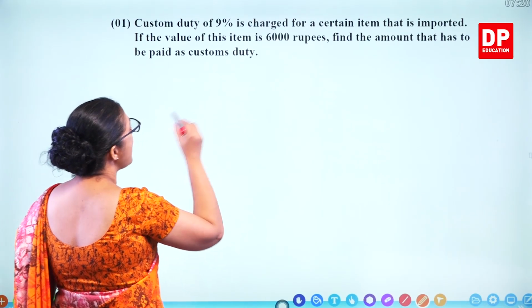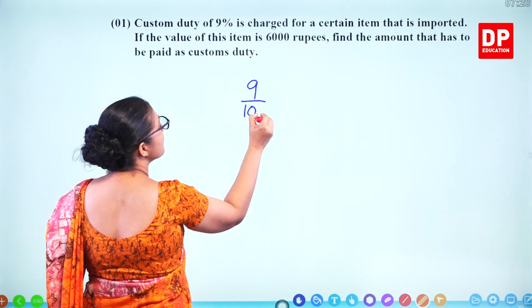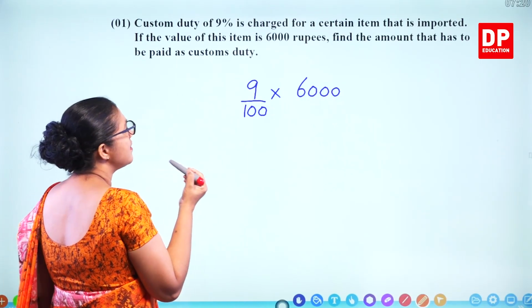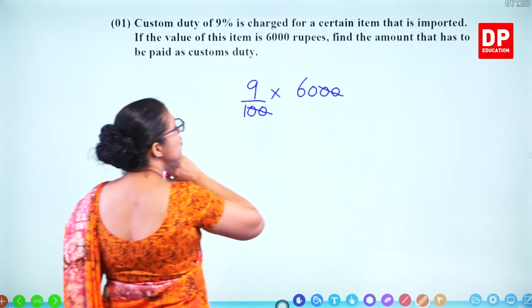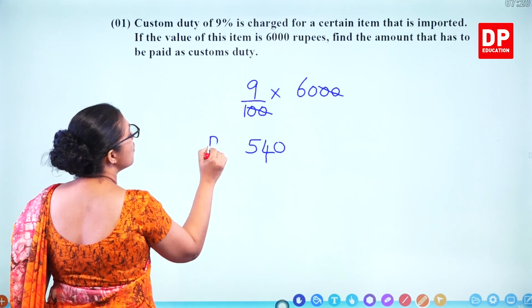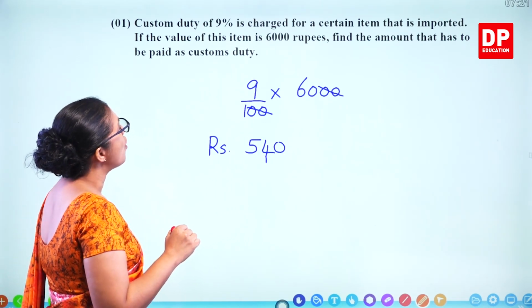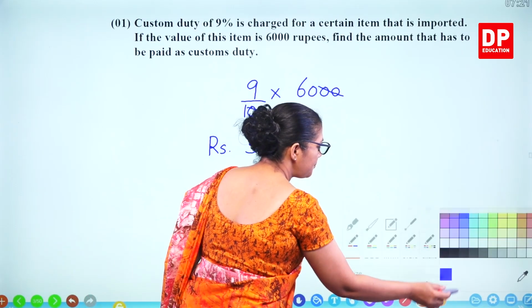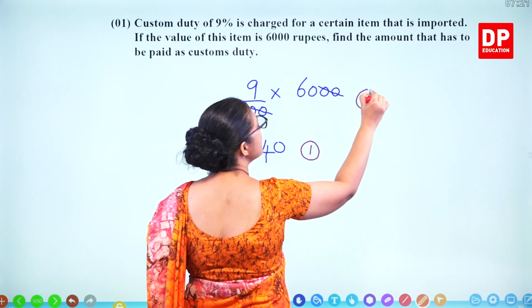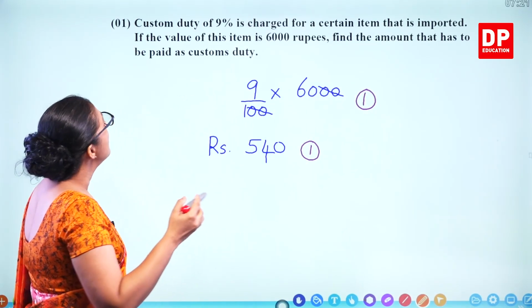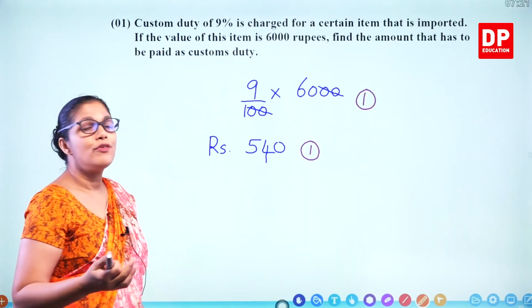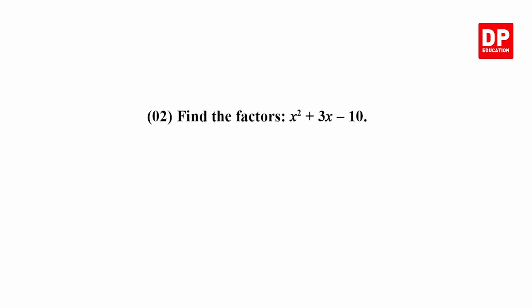So you can do 9% of 6,000 rupees. And then simplify. 2 get cancelled out, 2 zeros. 9 times 6, 54 and 1 0. So what's the answer? 540 rupees. So you get 1 mark for the answer and 1 mark for the step. So you don't have to write down the amount paid or any sentences, just you can do this and you get 2 marks. Let's take question number 2.